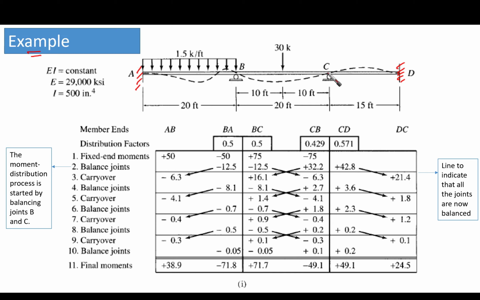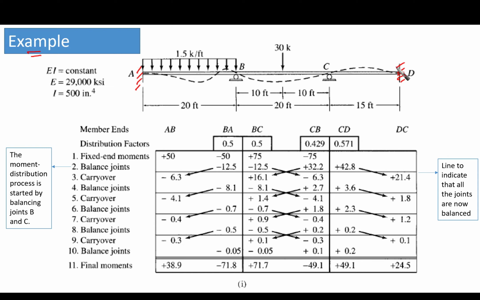Then we are going to make the distribution factors at point B and point C only. Okay, and then we are going to use our new method, the practical method, for balancing and carrying over, and then we're going to end up. Let's see how we can start with this.